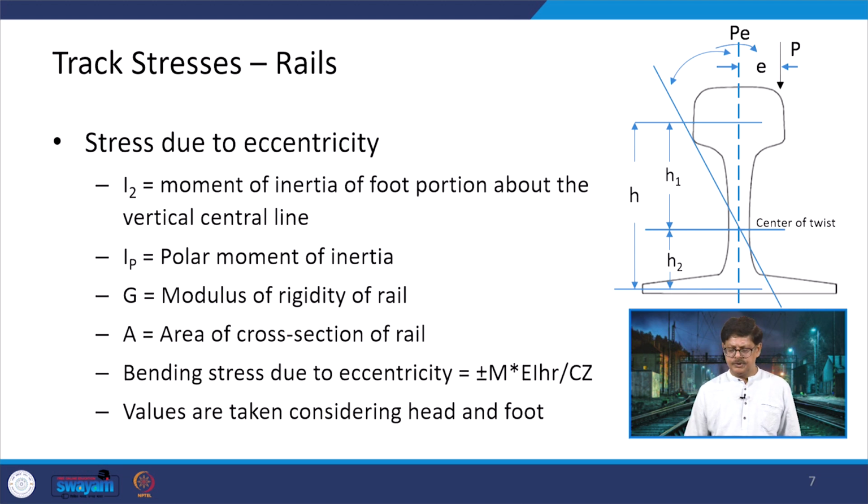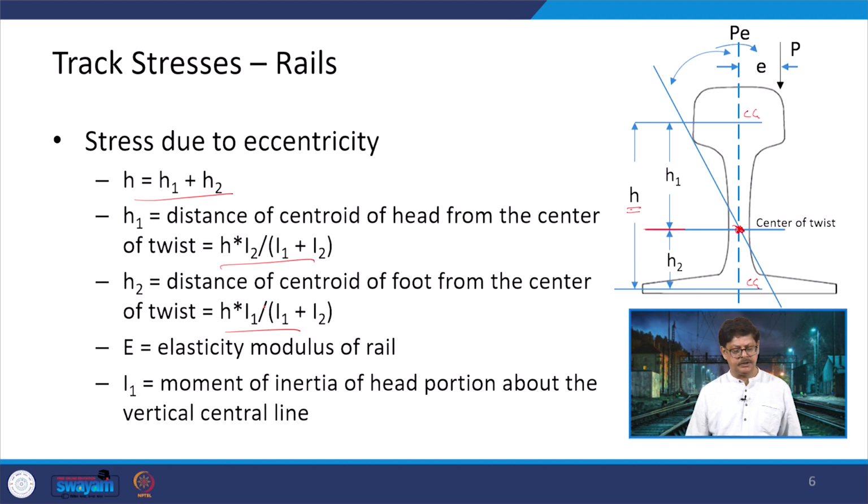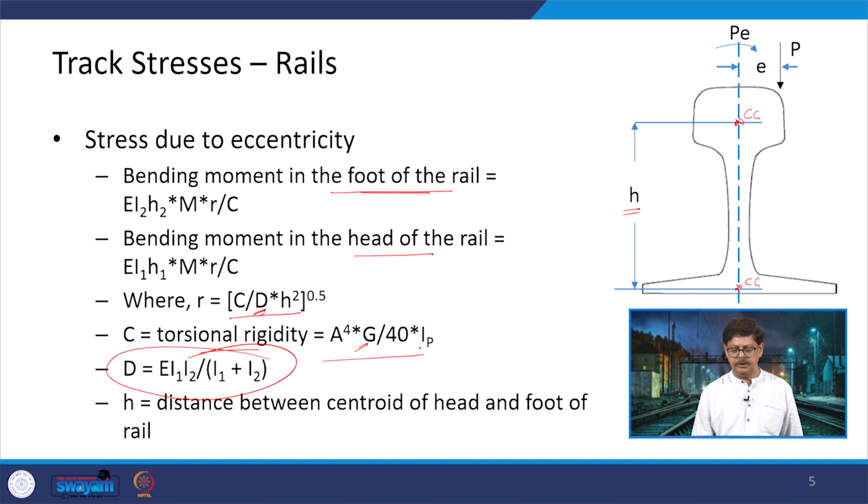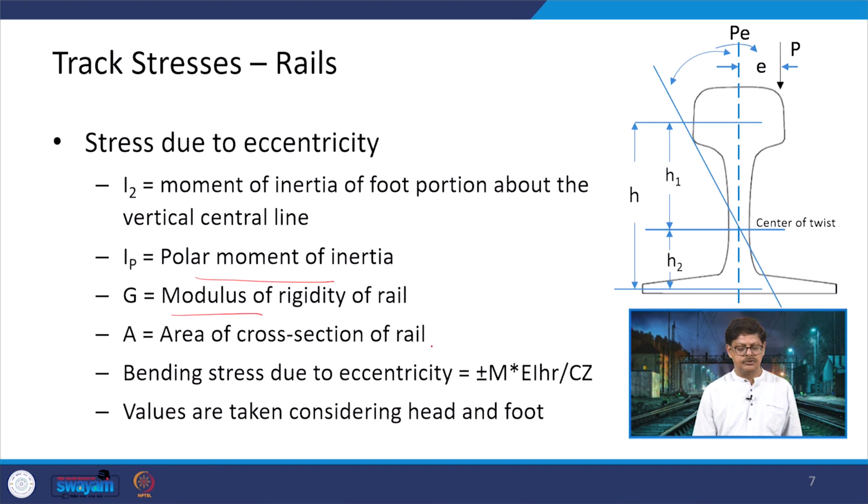Now, another value which is considered in the calculations is the polar moment of inertia. There is a G value and an IP value, these two values. G is the modulus of rigidity of the rail, and A is the area of the cross section of the rail. So, bending stress due to eccentricity will be either positive or negative depending on whether we are talking about this Z as a compression side or a tension side. So, we can have plus M E I H R divided by C Z or minus M E I H R divided by C Z.